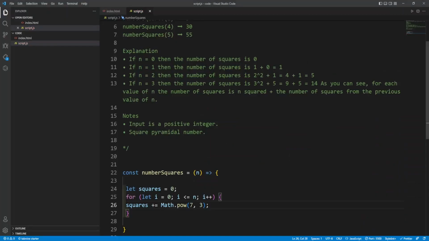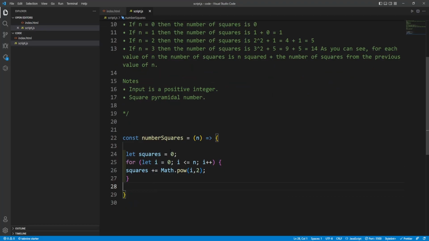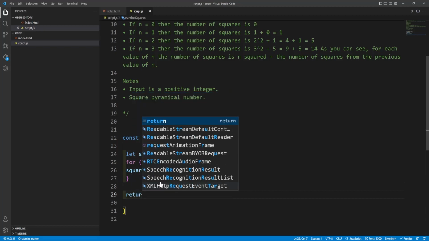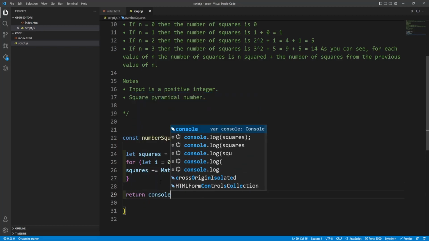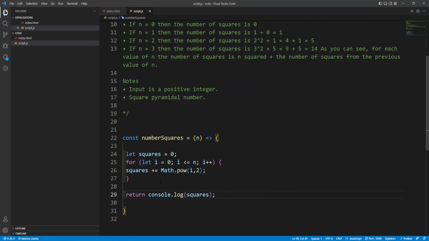Now if we go here, Math.pow, what is changing? This is the base. Our base is changing. Remember, if the input number n is equal to 5, then the base is going to be 1, 2, 3, 4, and then 5, right? So i is changing and our exponent is going to be the same. It is going to be 2. So what is happening? It starts from 0. Then if I give n equal to 5, it is going to loop 5 times and add all of them. Return squares. console.log the result.